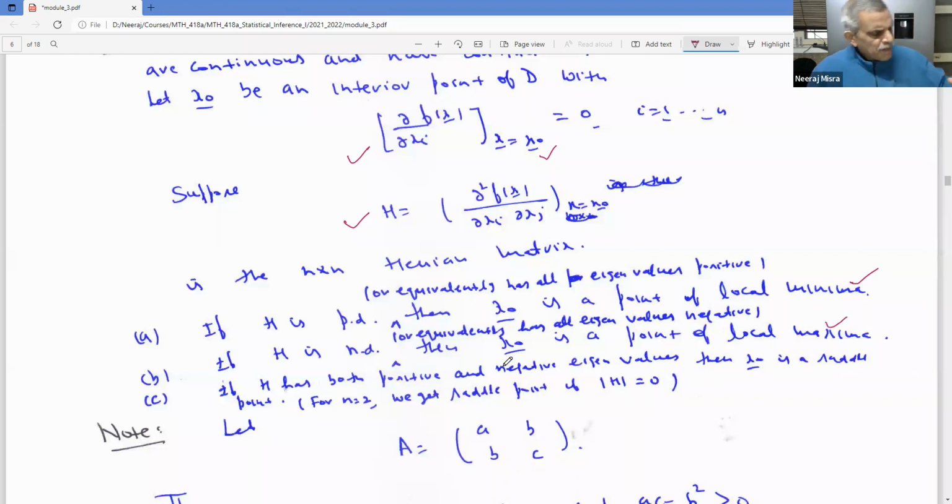Saddle point means from one side it would look like a minimum, and if you approach it from another direction, it would look like a maximum. So it would be neither a maximum nor a minimum. It would be a saddle point.